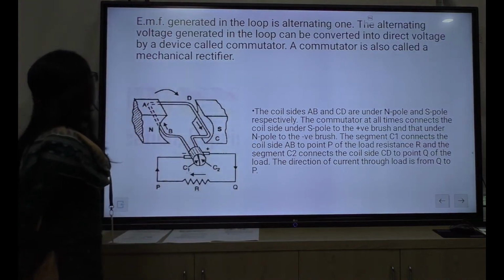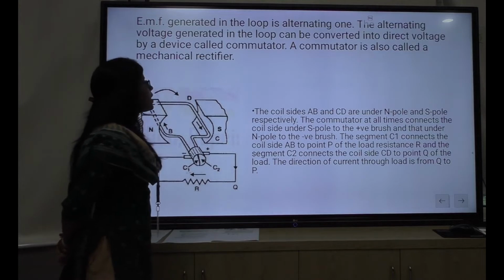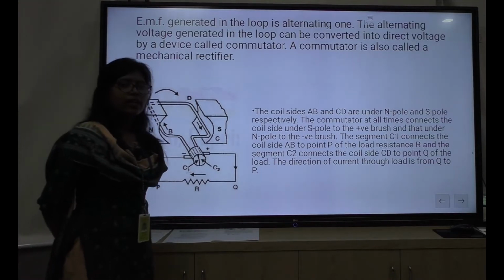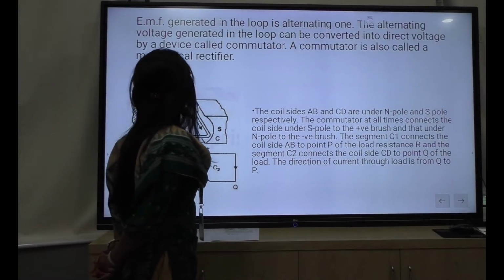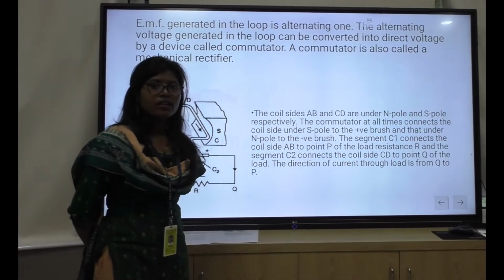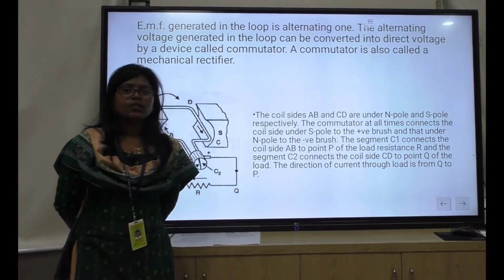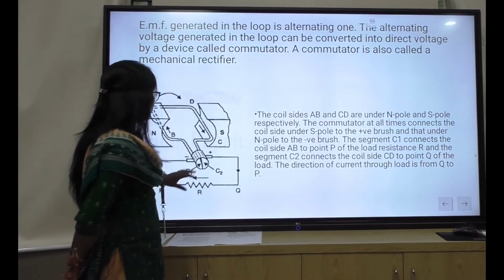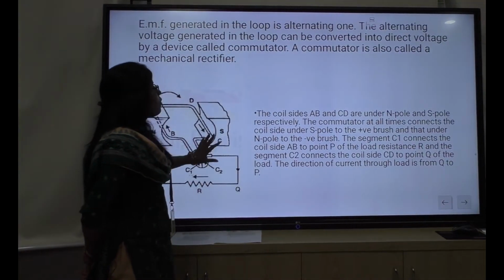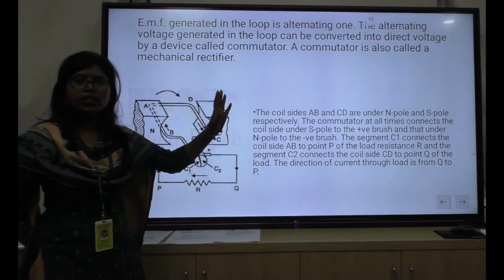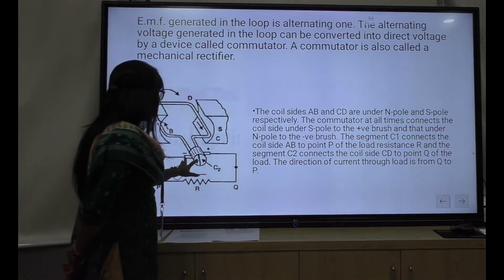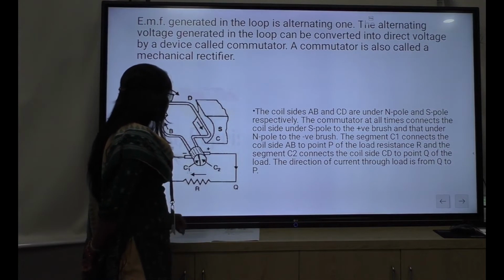I have already said, the EMF generated in the loop is alternating. So, this alternating voltage can be converted to direct voltage by using a device called commutator. So, this commutator is called mechanical rectifier. So, by using this commutator we can convert alternating voltage into direct voltage. So, the work of commutator first we will know.